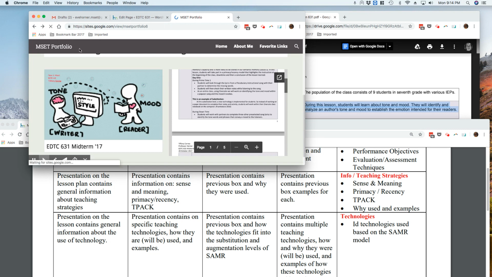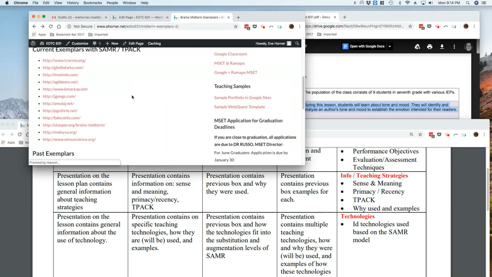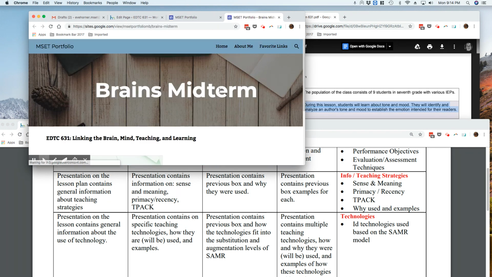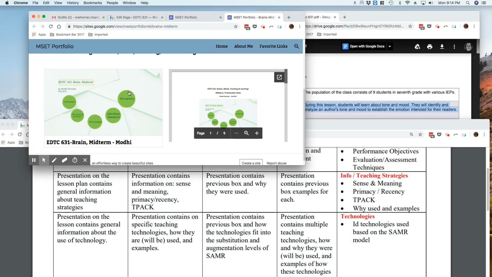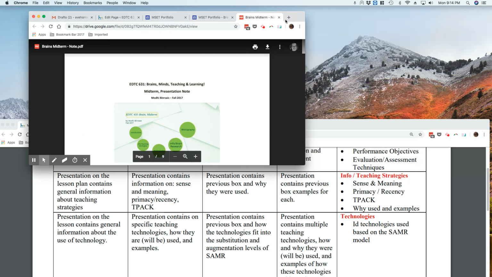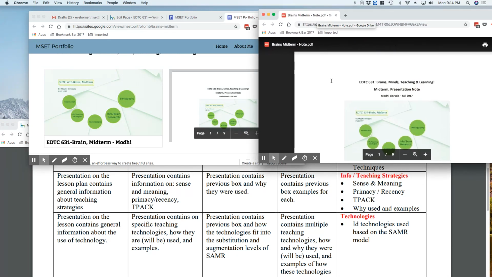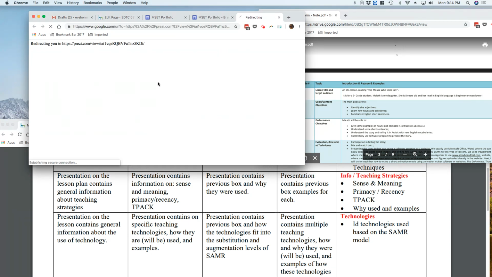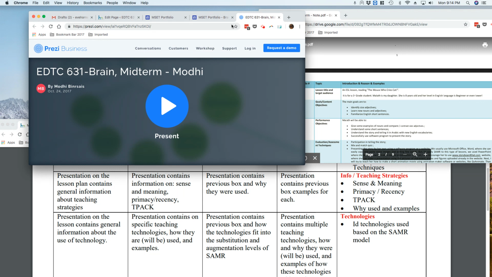I'm going to show you a midterm from a student who wasn't a traditional educator, but nevertheless did very well on the midterm. She chose in her notes presentation to do something similar, but she's labeling it slide 1, 2, 3, 4. And if we take a look at her midterm presentation over here, she did hers in Prezi as well, which is perfectly acceptable.